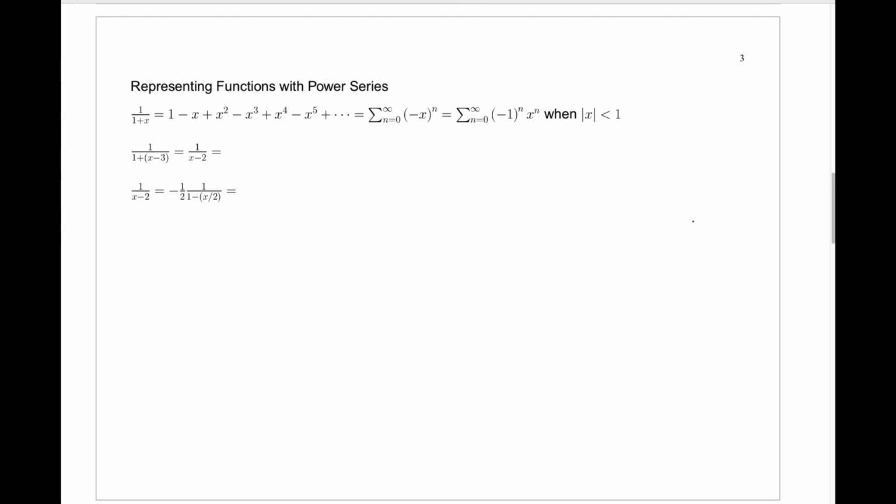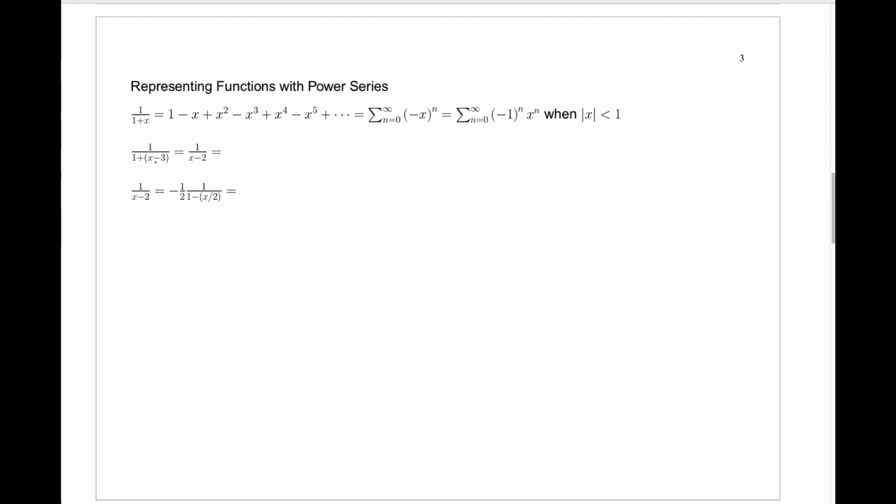So we're going to play around with messing things up a bit more. I've repeated this series: 1 over 1 plus x is 1 minus x plus x squared minus x cubed, that we talked about earlier. That's just the sum from n equals 0 to infinity of minus 1 to the n, x to the n, and it's valid when the absolute value of x is less than 1. What if I put in place of x something like x minus 3?